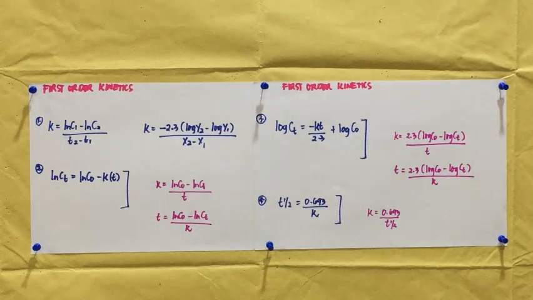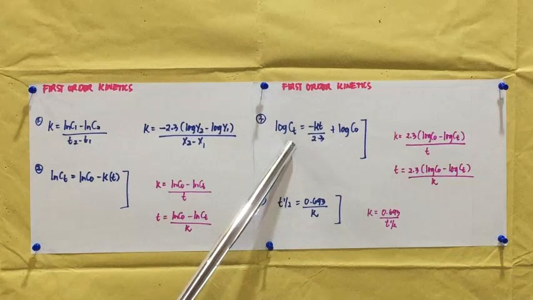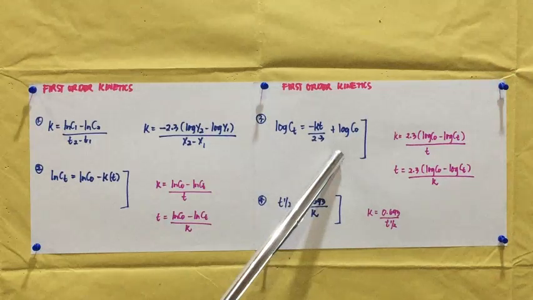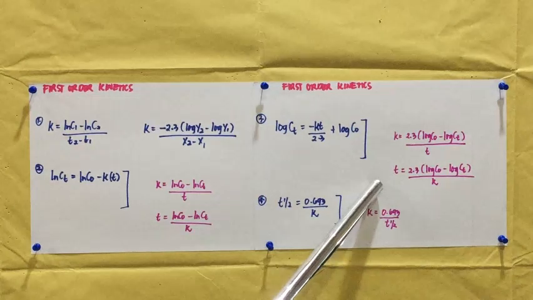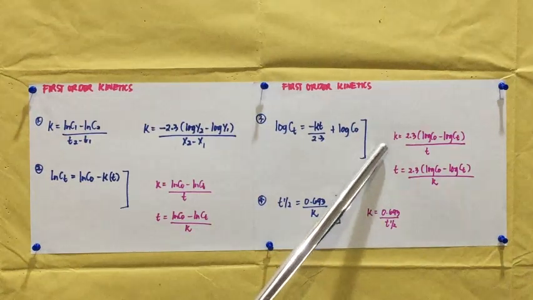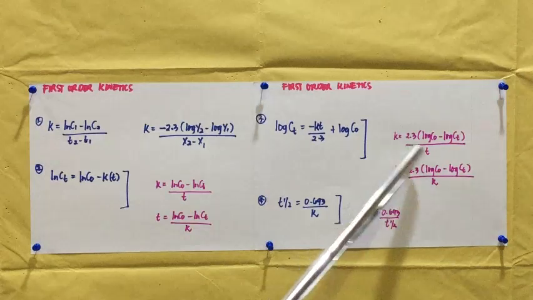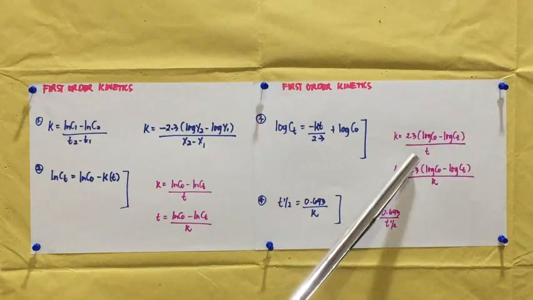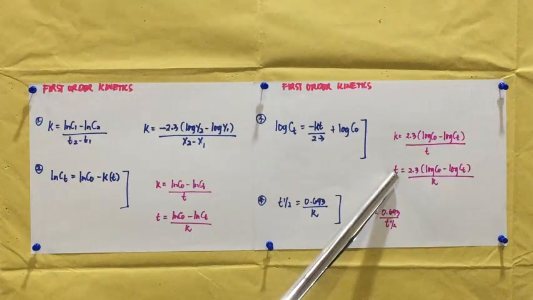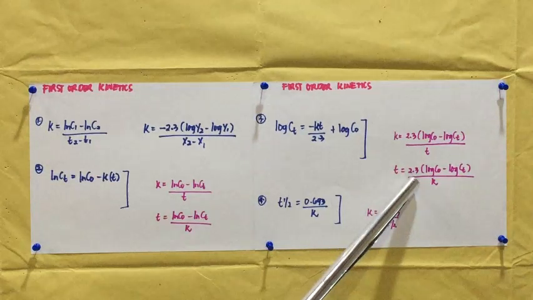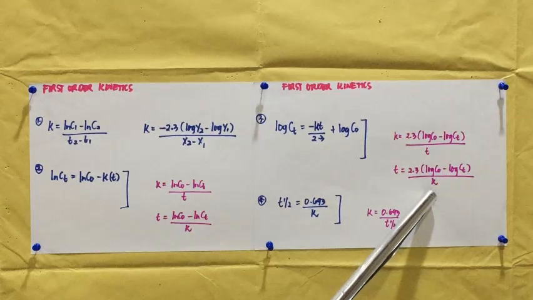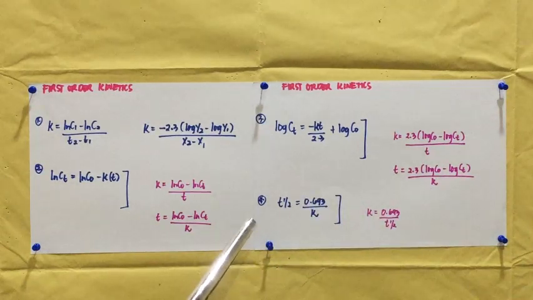The third formula is this one. Log Ct is equivalent to negative Kt divided by 2.3 plus log Co. From this formula, we can also compute for K and T. So to compute for K, K is equivalent to 2.3 times the log Co, or the initial concentration, minus the log Ct divided by T. And to compute for T, this is equivalent to 2.3 times the log Co minus the log Ct divided by K. The fourth formula is computation of your half-life.